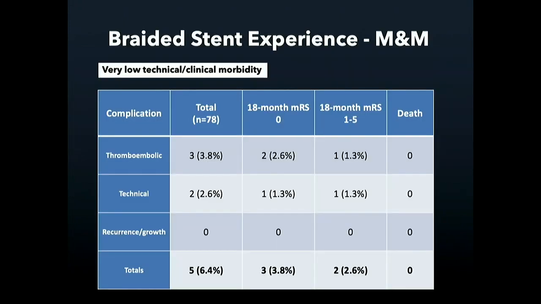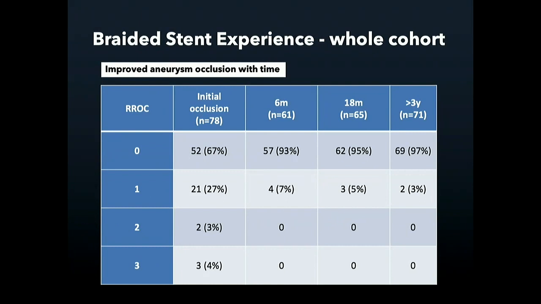To summarize, I won't go through each of the figures, but we had very low clinical and technical morbidity. Only 2 patients had any neurological disability at all at 18 months. Interestingly, we saw improved aneurysm occlusion over time. Whereas only about 50% had complete occlusion at the time of treatment, 97% had complete occlusion by 3 years, which is probably reflective of the flow diverting or flow alteration by the braid at the aneurysm neck.